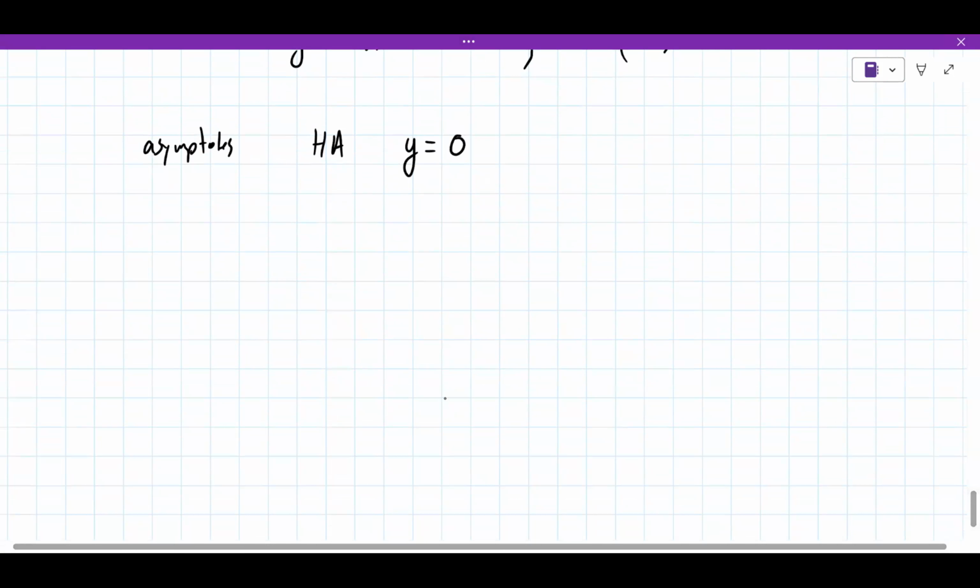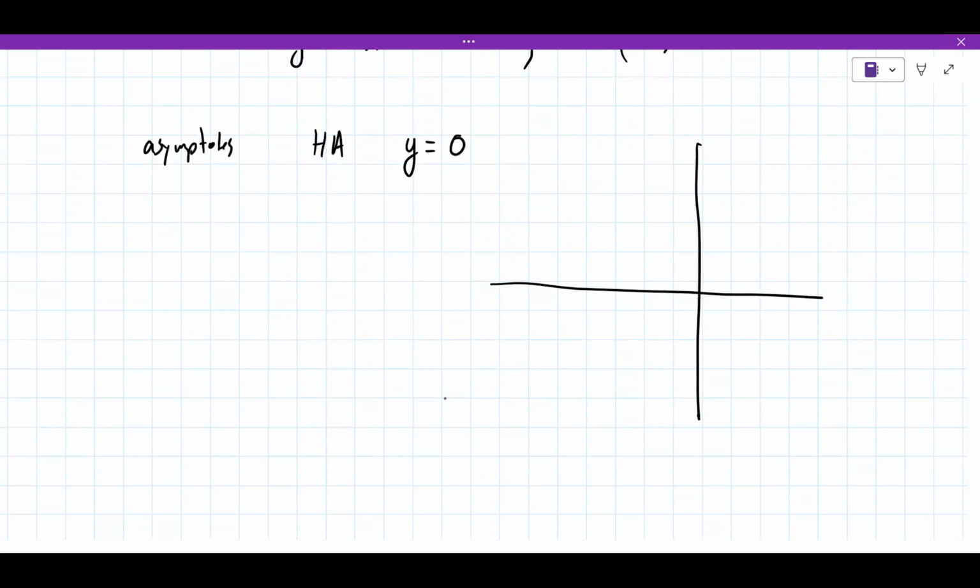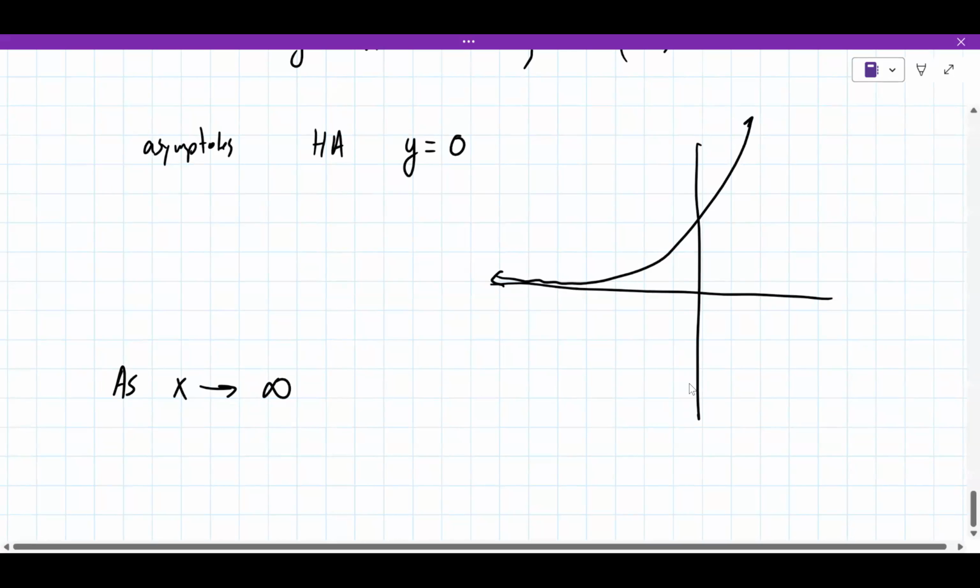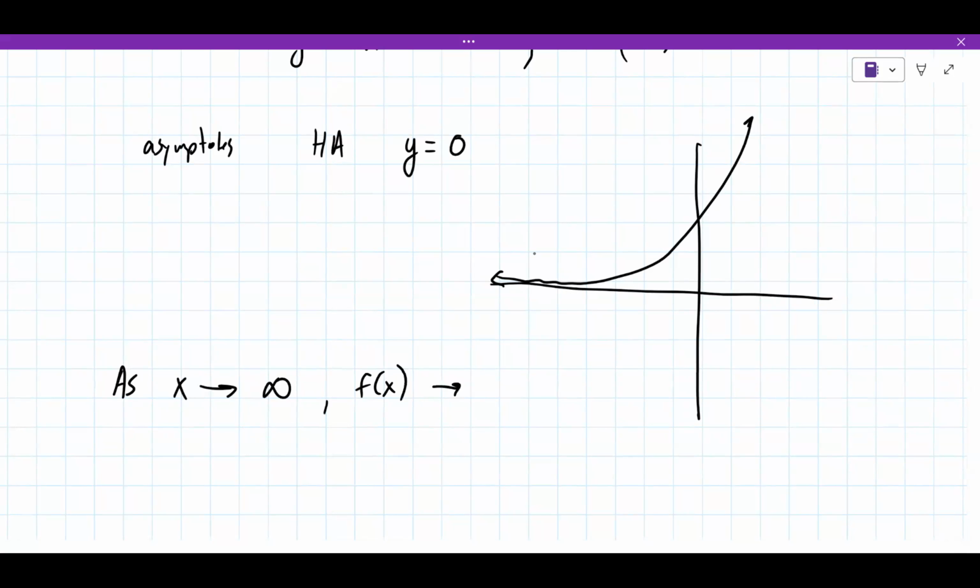Okay, and then last thing we can do here is end behavior. And again, you trace the curve. You go, okay, I'm going to the right. I'm going to the right. What happens to the y values? They become bigger and bigger. Okay, and what do we call that when it's getting bigger and bigger? Positive infinity. Fantastic.